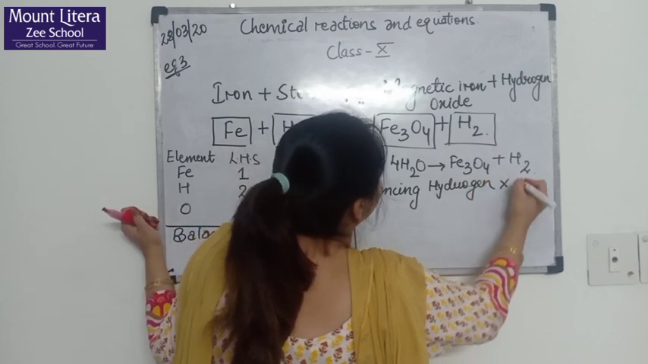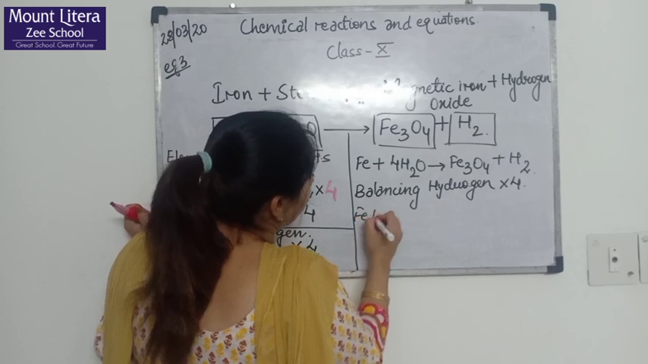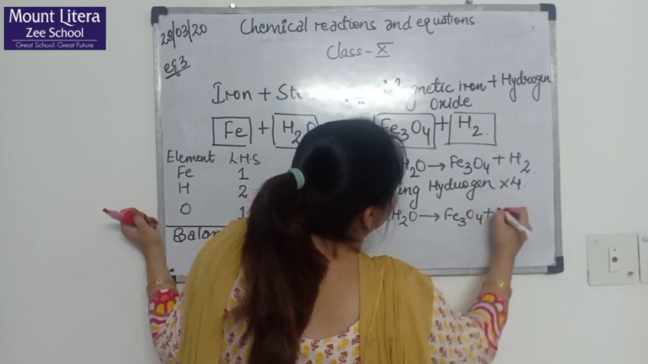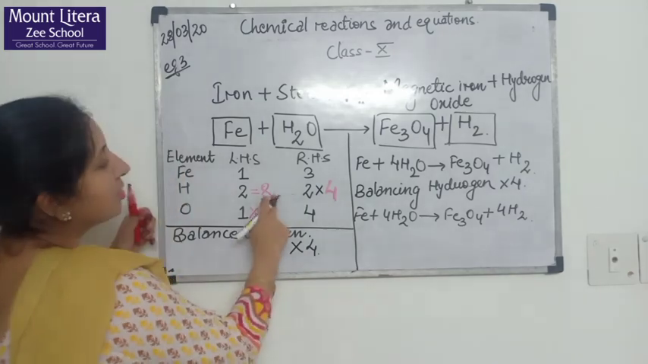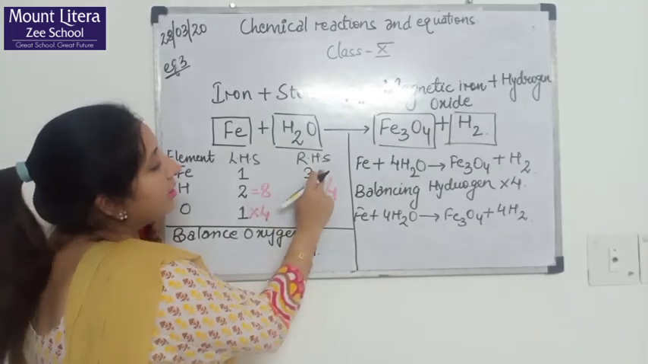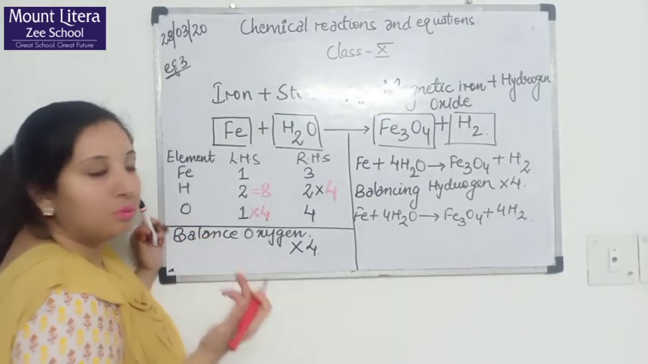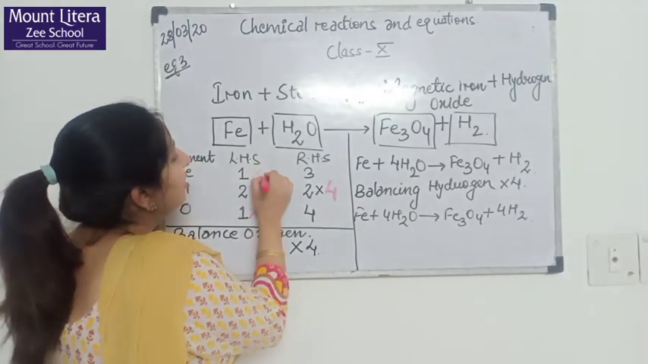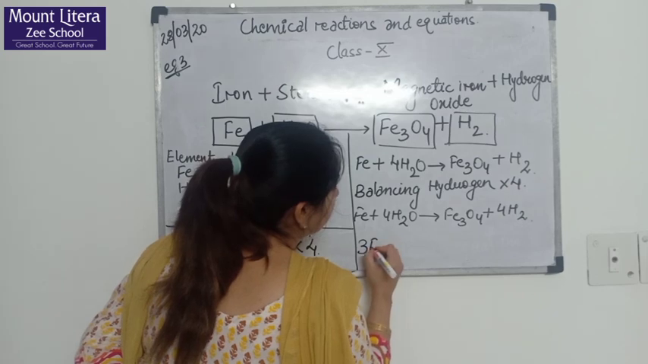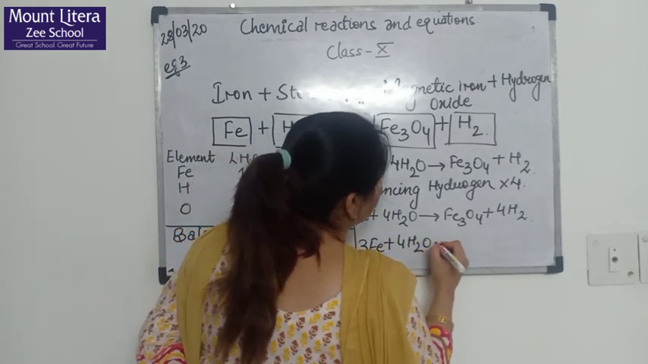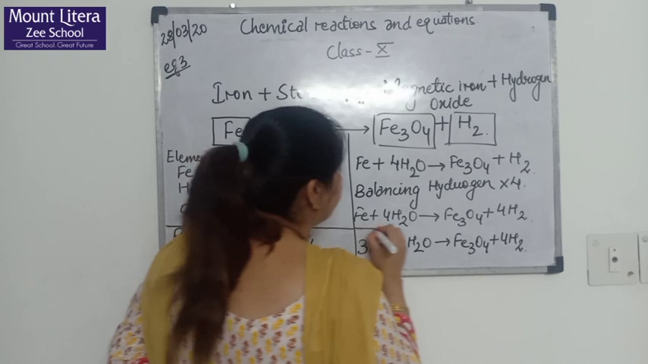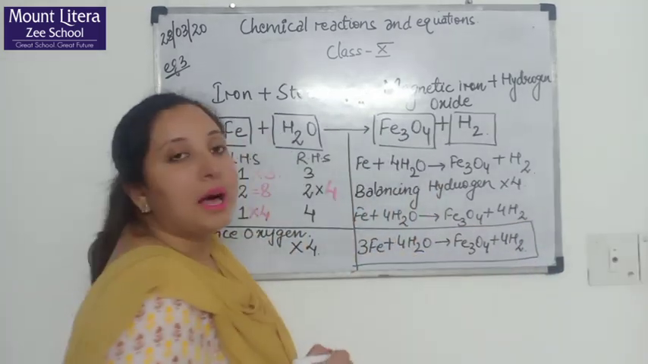So what will be your balancing? Hydrogen multiplied by 4. Fe plus 4H2O gives Fe3O4 plus 4H2. So these two both are balanced. Over here, on your RHS side, we are having the Fe3, but over here we are having a 1 only. So you just multiply it over here with the 3. So your final balanced equation becomes 3Fe plus 4H2O gives Fe3O4 plus 4H2. This will be your final balanced equation.